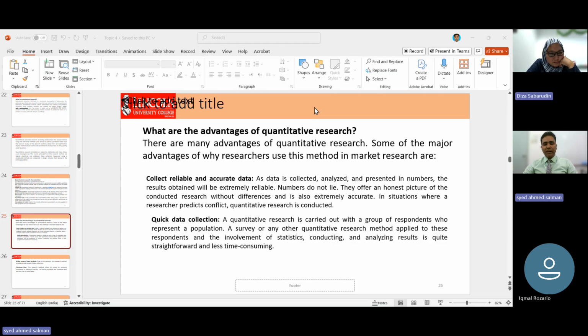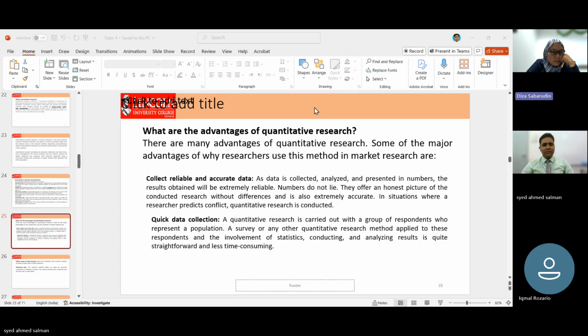In a situation where a researcher predicts conflict, quantitative research is conducted. But it's still a prediction, sir. No, listen here. Where a researcher predicts conflict, whatever you are predicting, it's going to be conflict. Correct. Quantitative research is conducted.